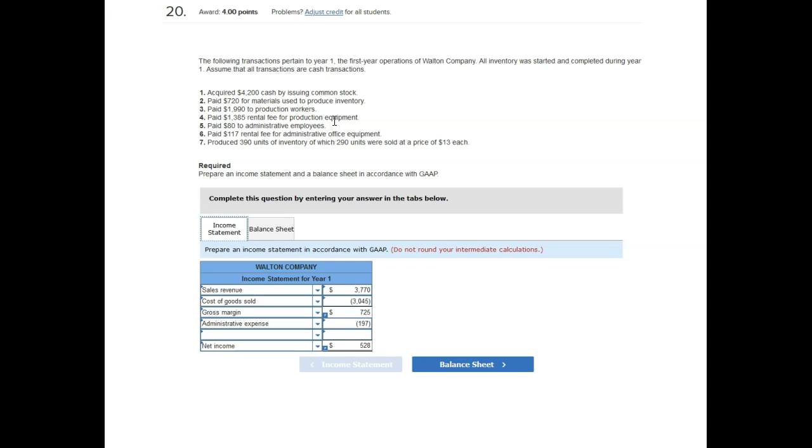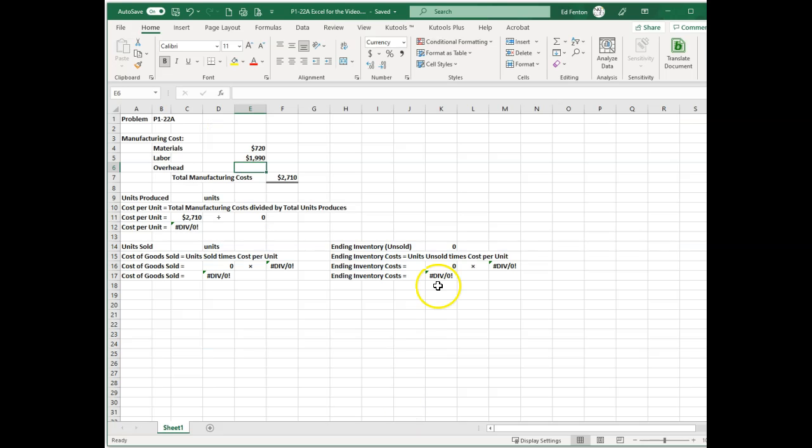Now you also saw in Chapter 1 there are a lot of other items that go into overhead, but this is just a simple, straightforward problem. So this is the only overhead item we have in this problem, even though we'll see in other problems you have a lot more items that are considered overhead. So $1,385, drop that in here. We now have the total manufacturing cost right here, $4,095.